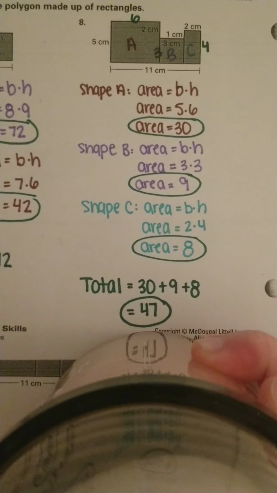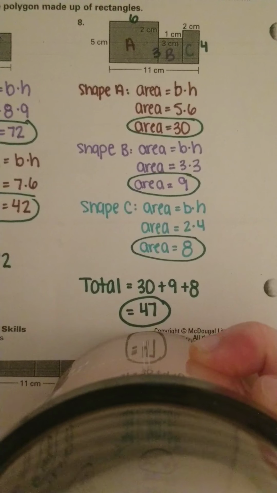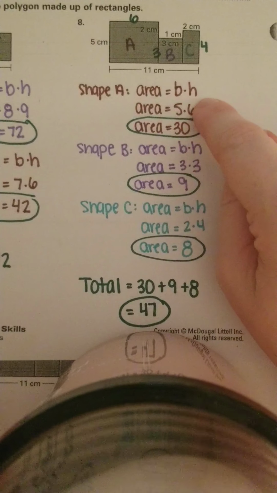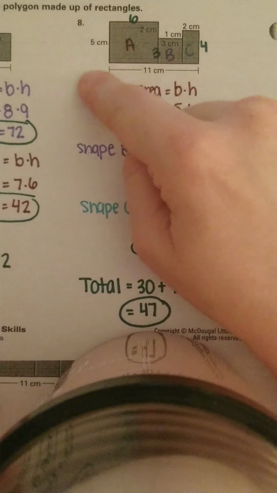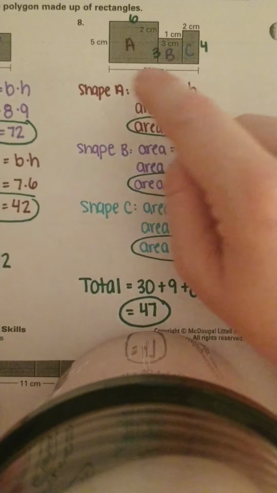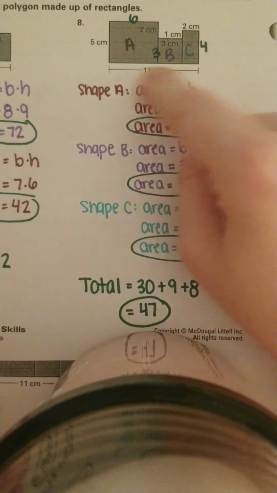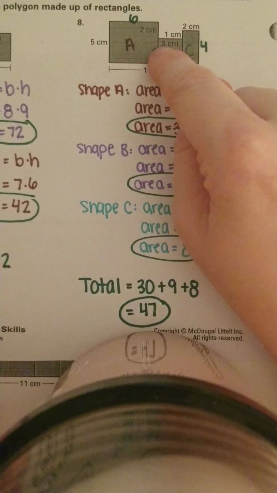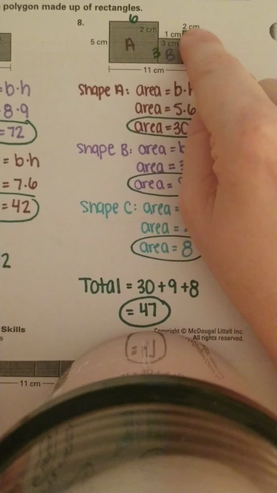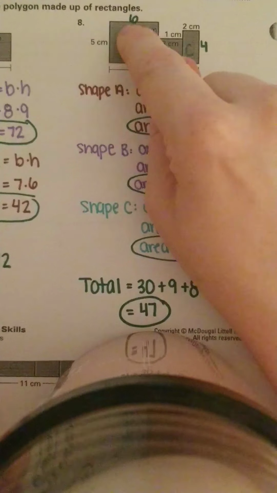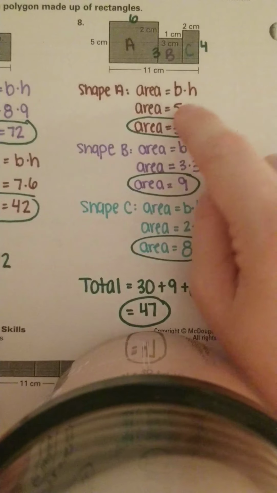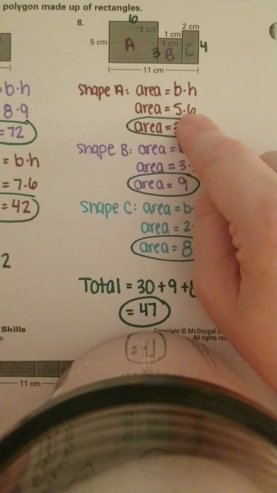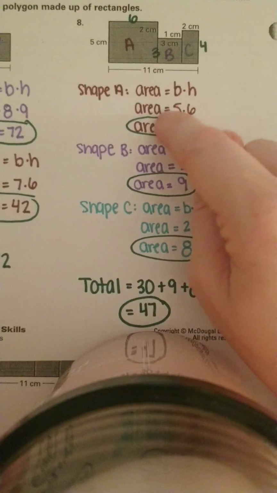Let's take a look at number 8. This one we broke into 3 pieces, shape A, B, and C. So let's start with shape A. Use the same formula, base times height. Our height was 5. They gave that to us. Now, the whole entire base is 11. All right, now this base is 2 and this is 3. So if you do 11 minus 2 minus 3, you're left with 6. So our base in this case is 6. I kind of flip-flop those around, I apologize.